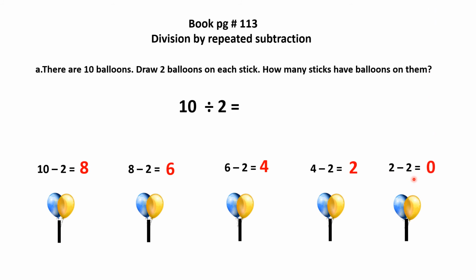We have distributed equally among how many sticks? Yes, count 1, 2, 3, 4, 5. So the right answer here is 5. 10 divided by 2 is equal to 5. And here you can read the table of 2 to where the number 10 comes. 2 fives are 10. So the right answer here is 5.